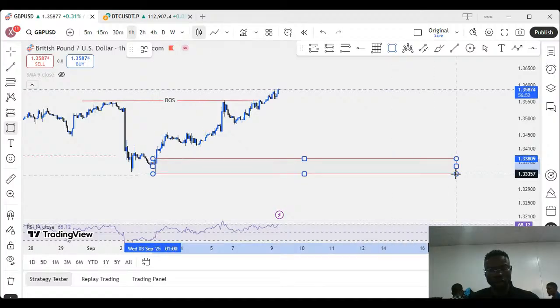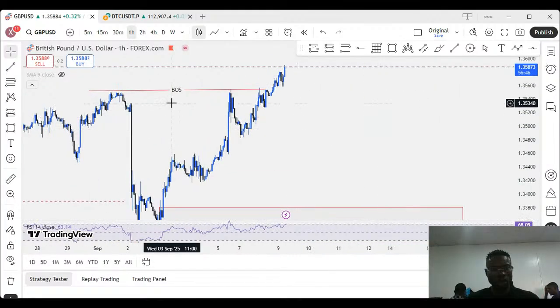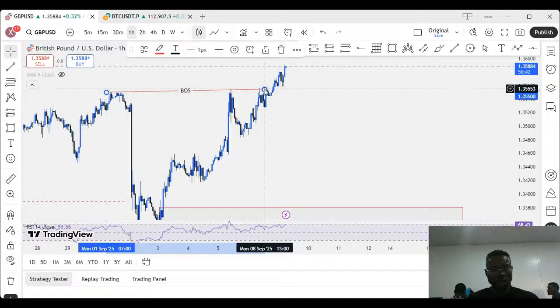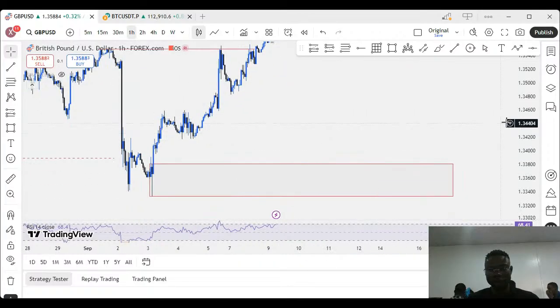So I'll be expecting the market to come back down to this level, come and take that other block, and respect that other block before continuing the movement. But as you can see, the market has already moved massively.